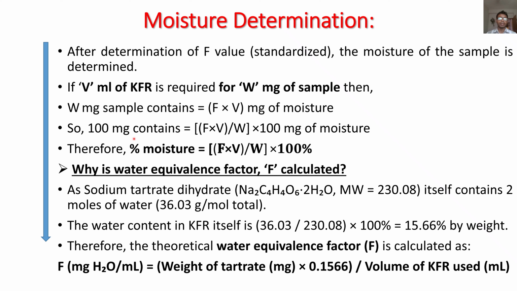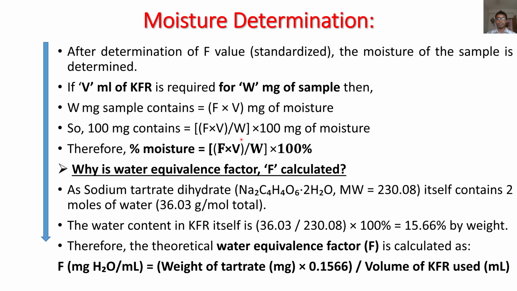Then, how much water do 100 mg contain? We will determine this: water content is F into V divided by W into 100%. This is your moisture content. F means the equivalence factor, which would be given like 0.15, 0.25. V is the volume that you have found in your lab, and W is the weight that I have given to you. Just three values, nothing else.